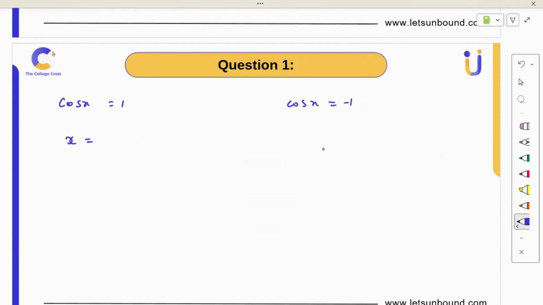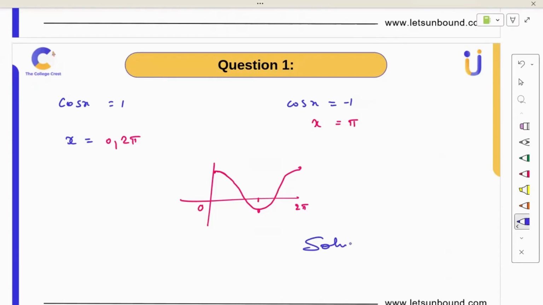So what is x? You know cos will start at maximum 1 and end with maximum 1. So at 0 and 2 pi, it will attain 1. So 0, 2 pi. When will it become negative 1? Exactly in the middle, 0 and 2 pi, the middle is pi. So x is pi. So the solutions are x is equal to 0, pi, 2 pi. If you write in proper order, that will be the best answer.